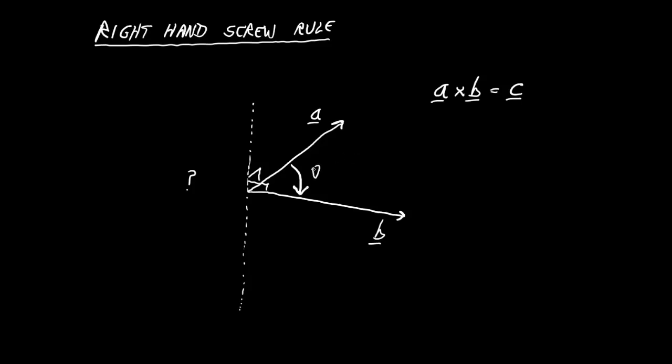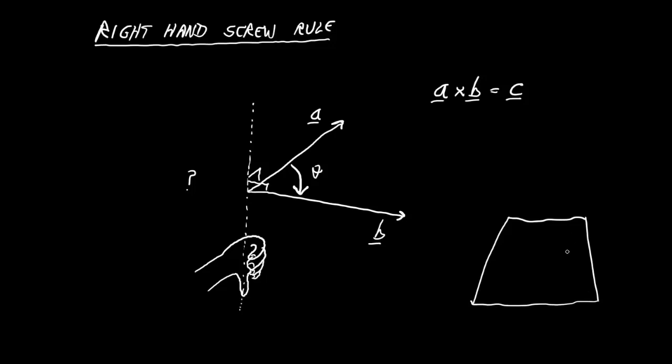The trick is to write on the angle between a and b and give it a direction so that it's increasing from a to b. It's the angle from a to b. Then you imagine taking your right hand and gripping that line in such a way that your fingers curl in the same direction as the angle increases, and then your thumb points in the actual direction of c. Let's do another example just to really make that clear.